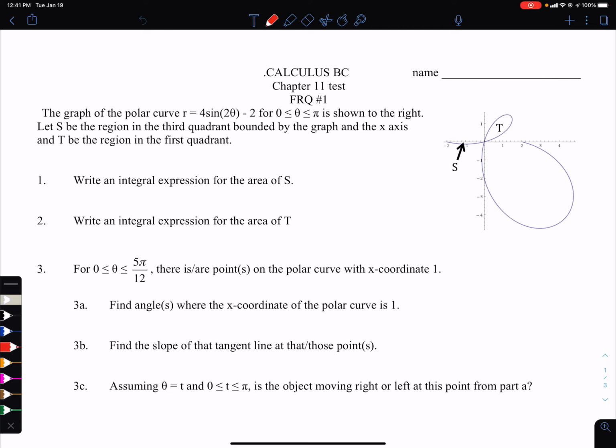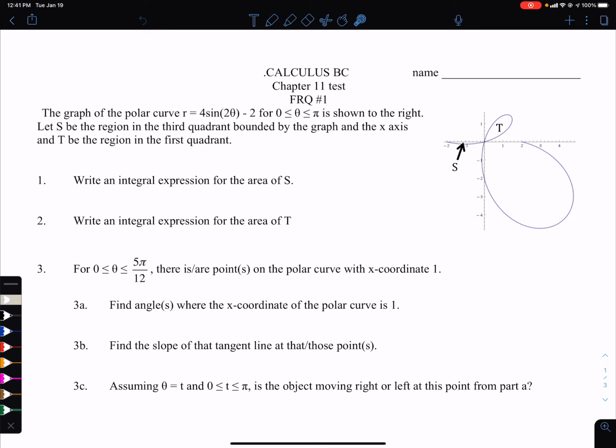This is the chapter 11 test for 2020-21. So question number 1, they want an expression for the area of S. You don't have to actually calculate the area, just the expression for it.